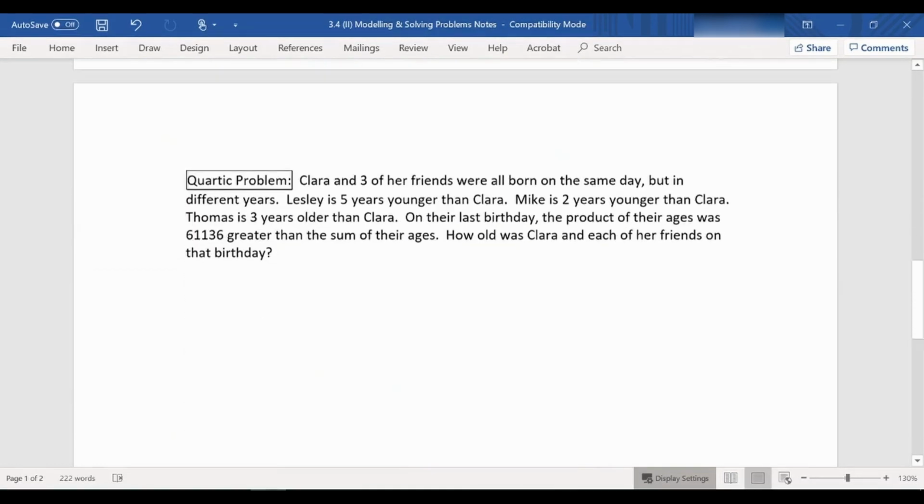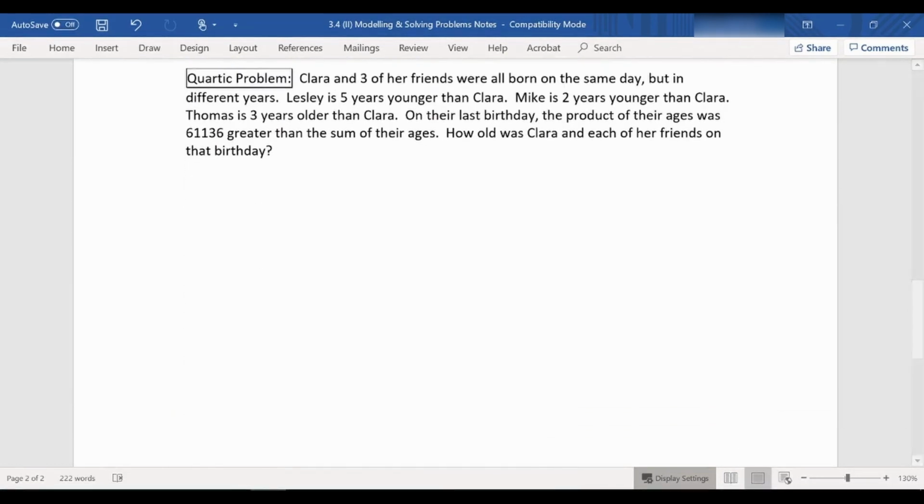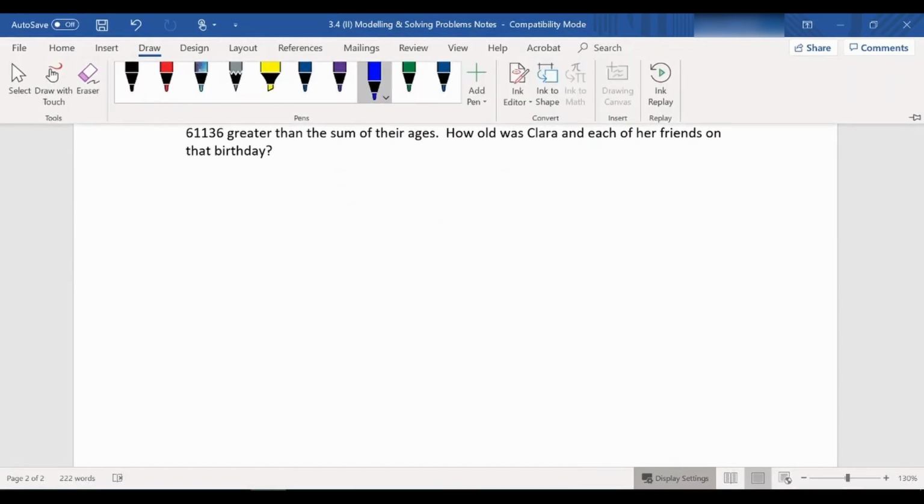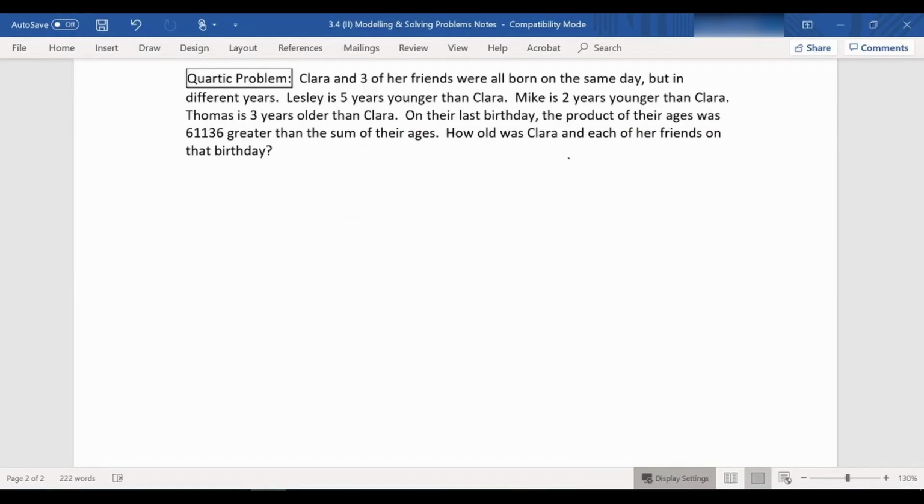So we're going to do another problem with a quartic. Okay. This is a very, very common type of problem you will see. You'll have something like ages. And again, the hardest part is writing the equation. Once you have the equation, you're kind of good to go. You can graph it and move on.